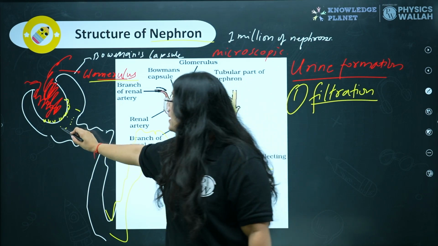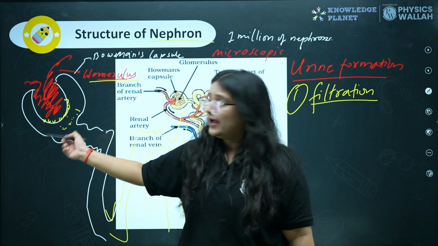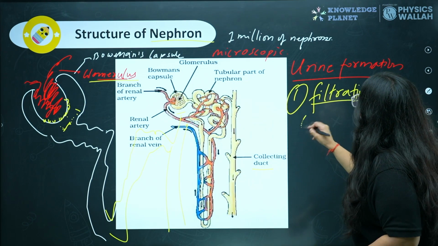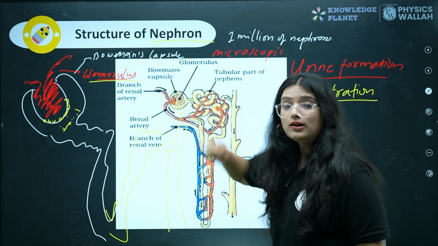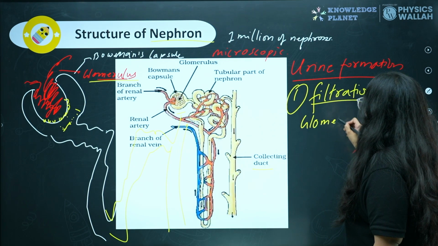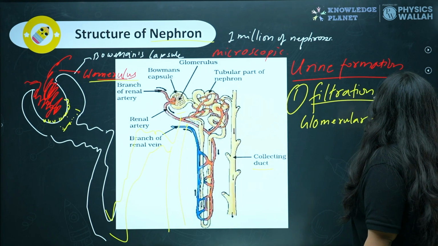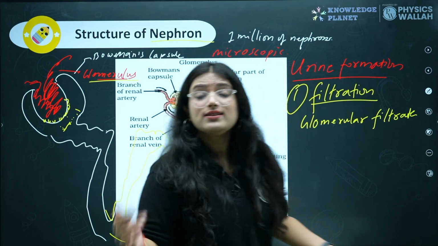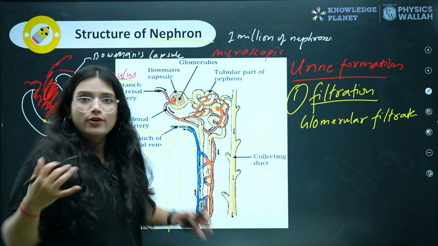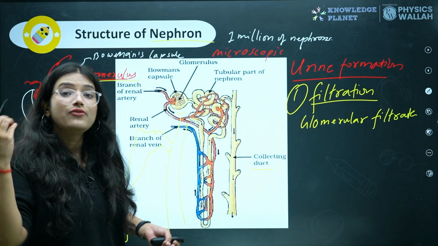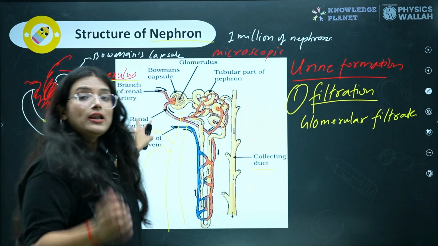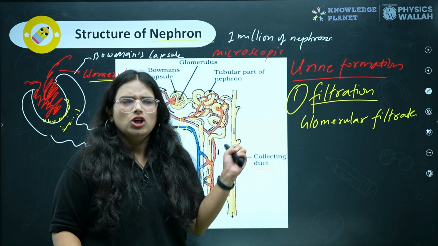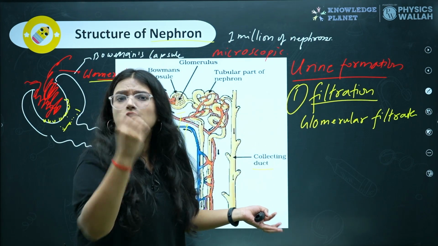Everything is filtered into the Bowman's capsule from the glomerulus. This filtrate, of course, is formed from the glomerulus, so it is known as glomerular filtrate. But it now consists of everything except for the big proteins, right? And of course, our blood needs all of these things. Even useful as well as harmful substances are both getting filtered here.